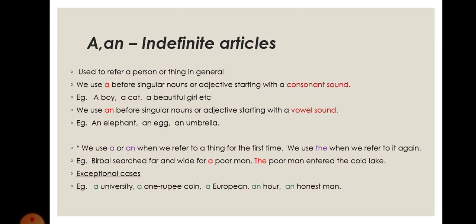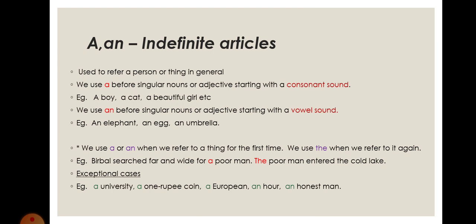For example, I ate an apple. He gave me an apple. So there, an apple or a bag, a book shows that the person is referring to the group of books, which is a common noun, or apple, which is also a common noun. So we use a before singular nouns or adjectives starting with a consonant sound.